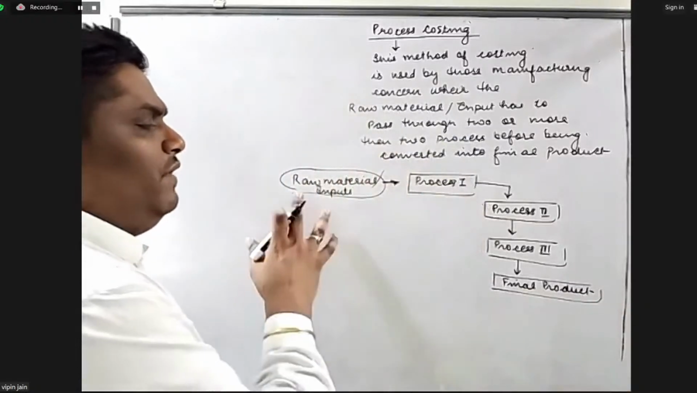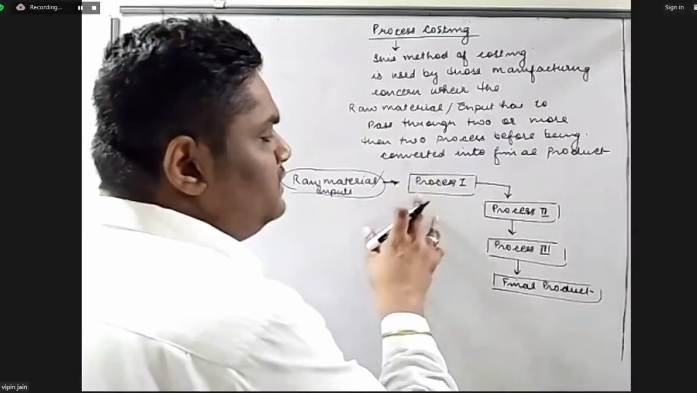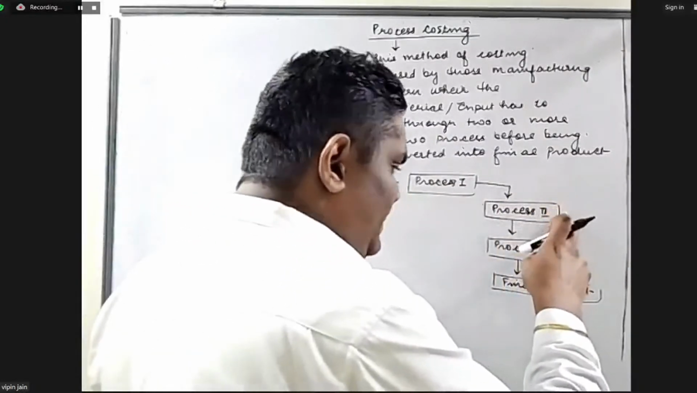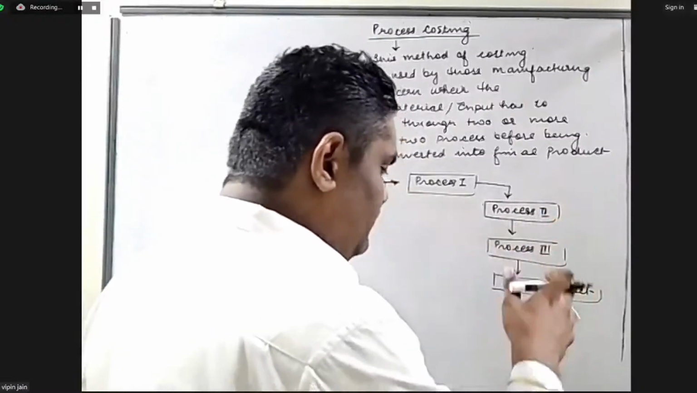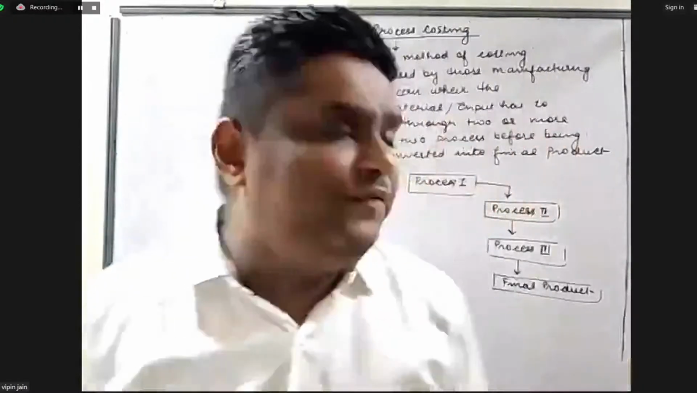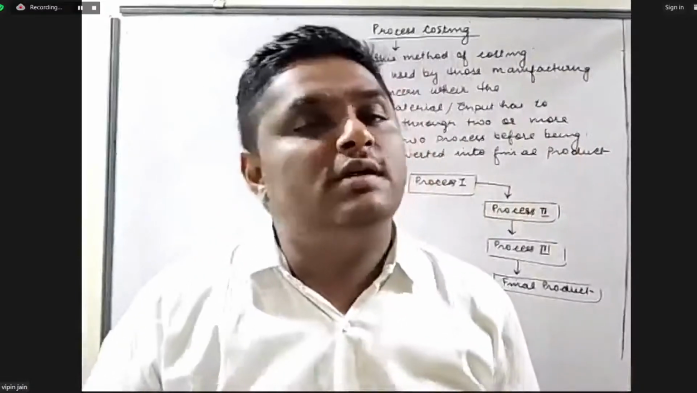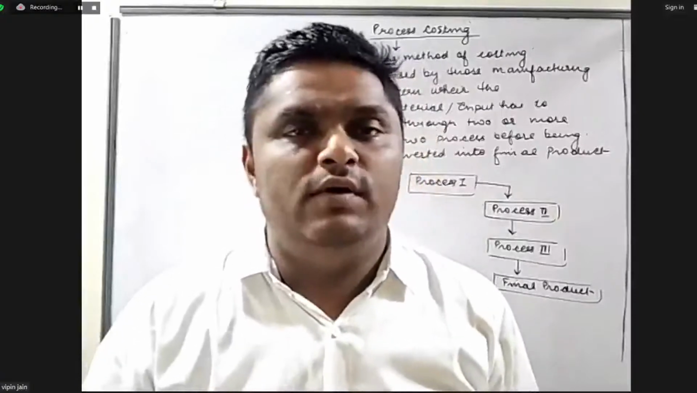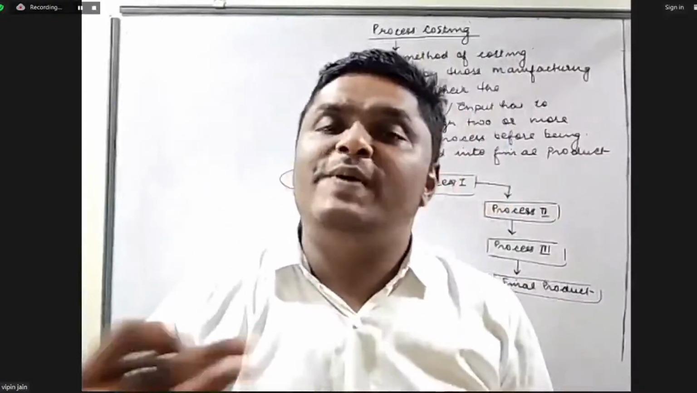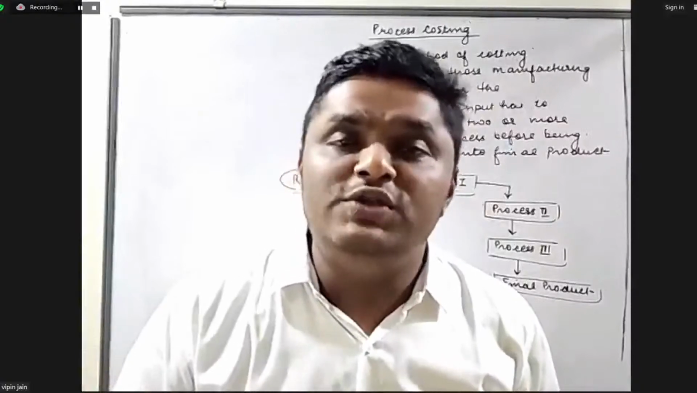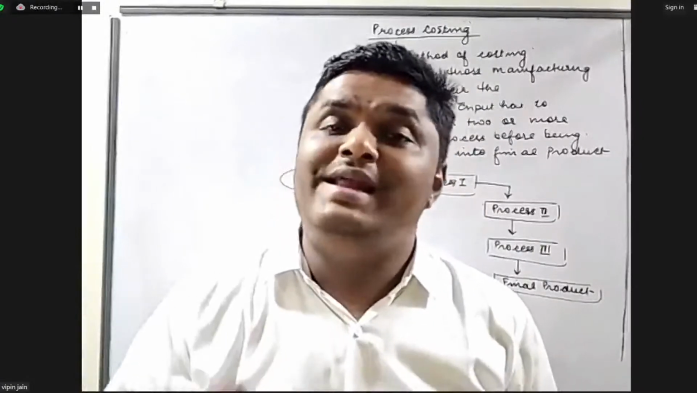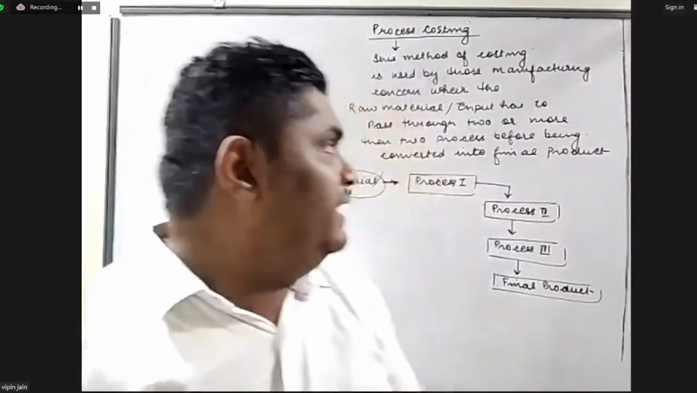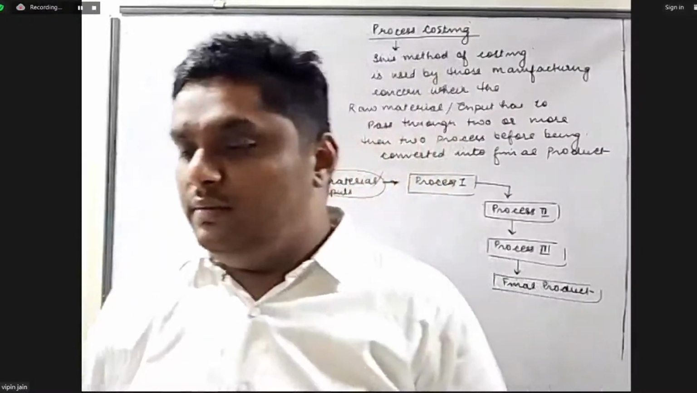So this is how this mechanism works, wherein the input is introduced in process first. Thereafter, the output of process first is transferred to process second, output of process second is transferred to process third, and the final product we get from process third. So this is the way this mechanism works. So this process costing is the method of costing used by those manufacturing concerns wherein their raw material has to pass through various processes before being converted into final product. I request you guys to please copy this explanation.